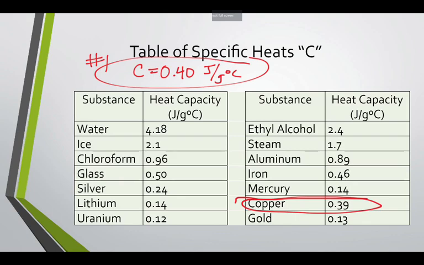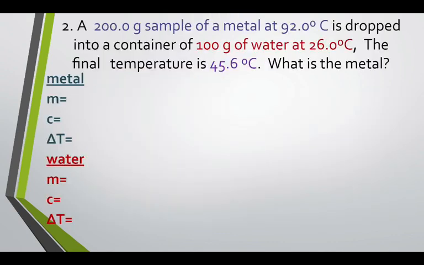Now, let's look at the next question. It's going to be the same format. And our first priority as we read through this question is still to find all our numbers. This tells us that a 200 gram sample of metal starting off at 92 degrees Celsius is dropped into a container with 100 grams of water. Let's make sure to put a decimal point at the end of that number to make sure we don't have to round down to 1 sig fig. That should have been there already.